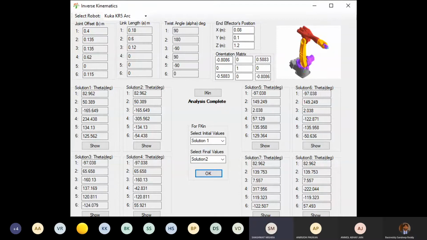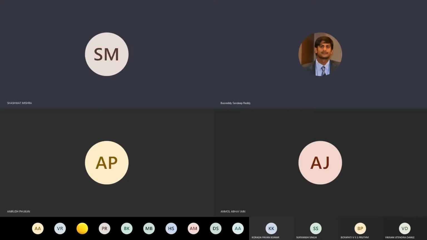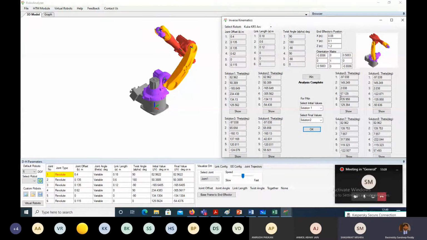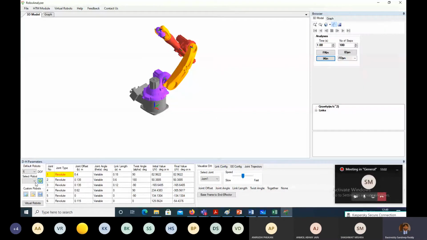Sir, instead of the window, can you share your entire desktop so we can see what you're doing? Yeah, I'll just see what is this. Now you're able to see both of these? Yes, sir.